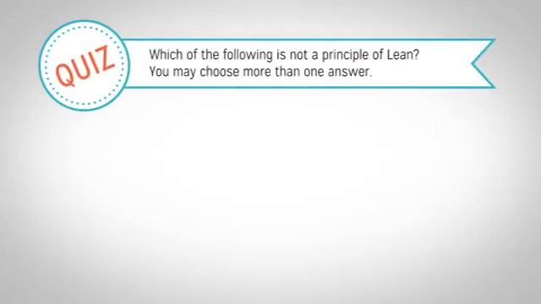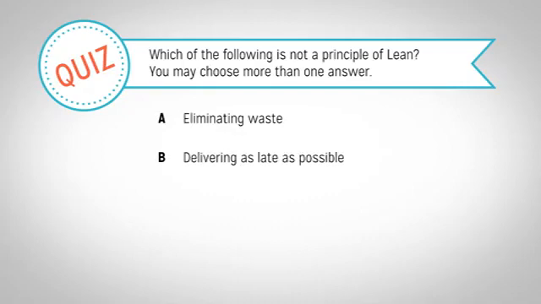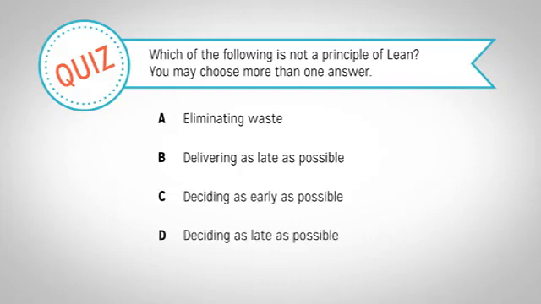Which of the following is not a principle of lean? You may choose more than one answer. A, eliminating waste. B, delivering as late as possible. C, deciding as early as possible. And or D, deciding as late as possible. The correct answers are B and C. Lean focuses on delivering as fast as possible and deciding as late as possible. You'll see why soon, just don't mix these two up.